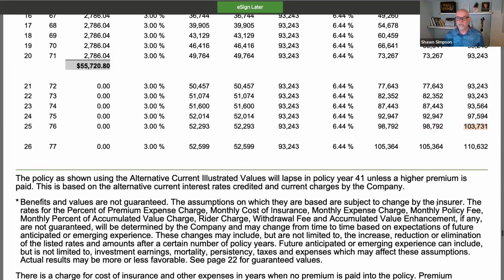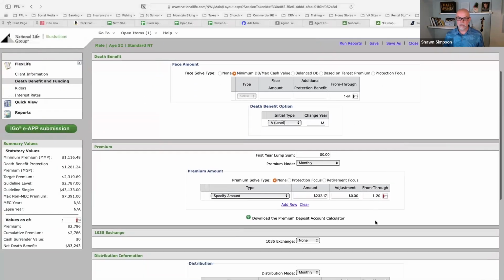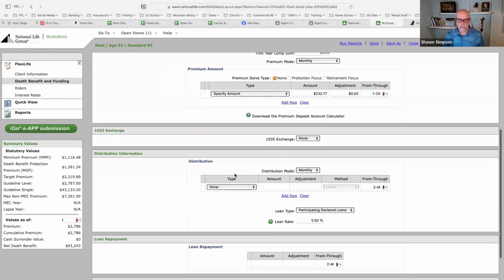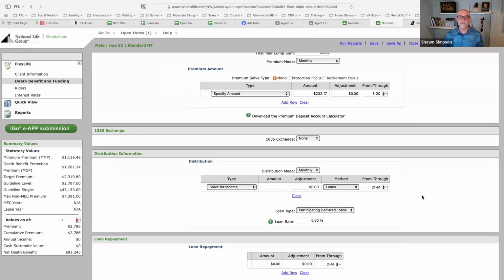Okay. Now, if they want to see how much income they're going to have, all you have to do is come down here in distribution and solve for income. Now, you can't do this with Americo. Remember, Americo is designed for mortgage protection and an instant IUL. Somebody that just wants to build a cash value. Maybe they want some life insurance to cover something else. You know, maybe they want to pay off some bills. You can use an IUL for that too, right? So this will solve for income.